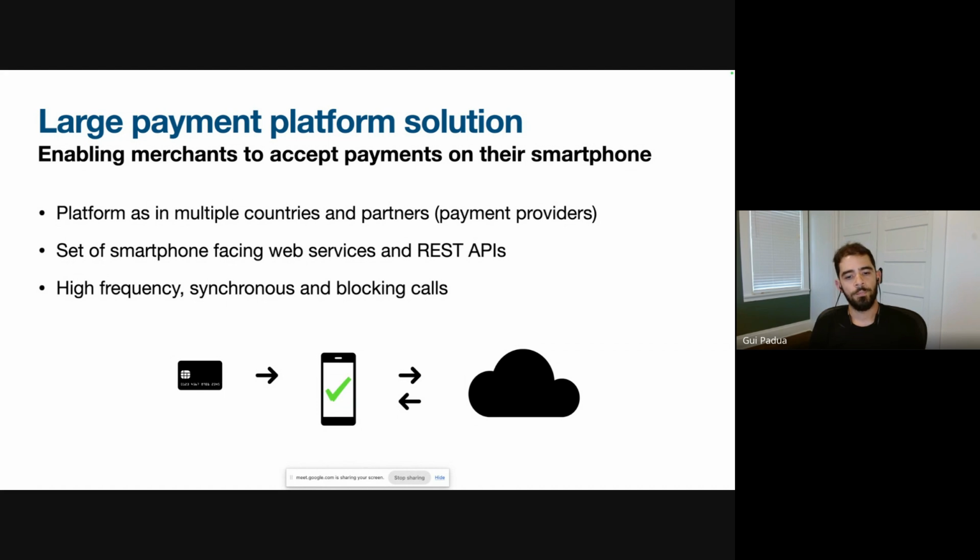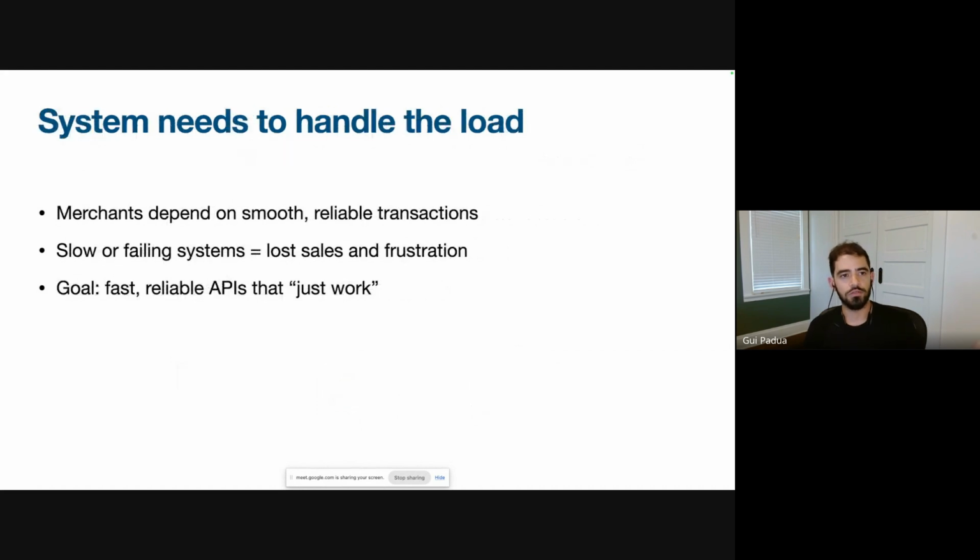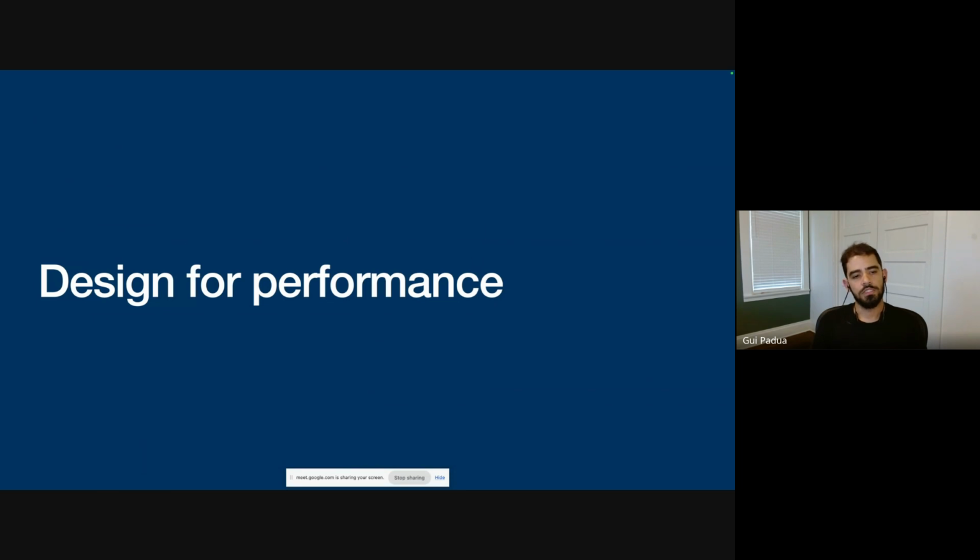And this is what we were going to build, a system that can handle the potential load, right? The merchant wants something that is smooth and reliable. It should not be slow and it should not be failing, because that means lost sales or frustration for the merchant, and they might just switch to a different solution. So the goal is fast, reliable APIs that just work, that are not in the way of the merchant. So we design with performance in mind.